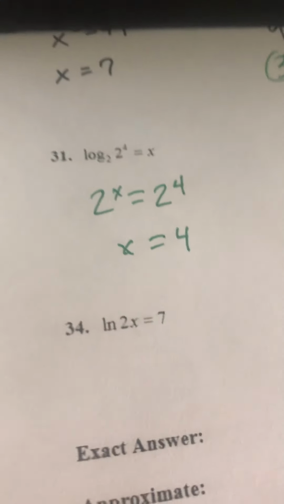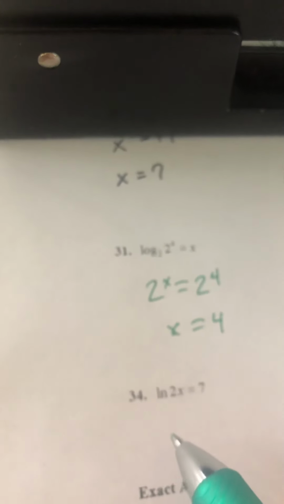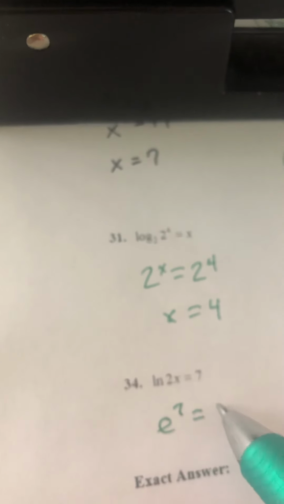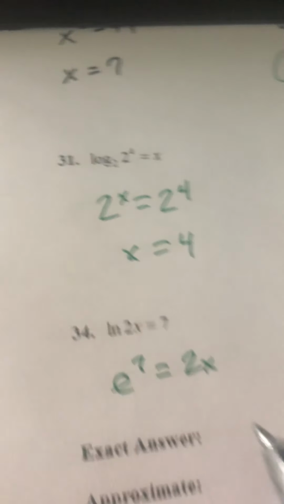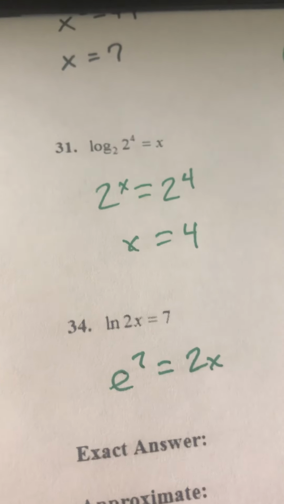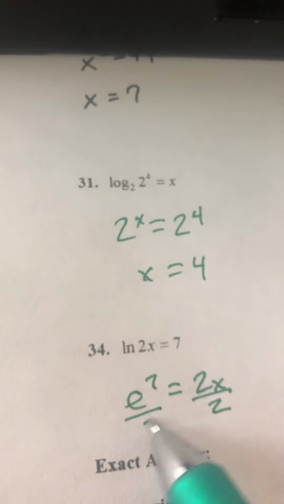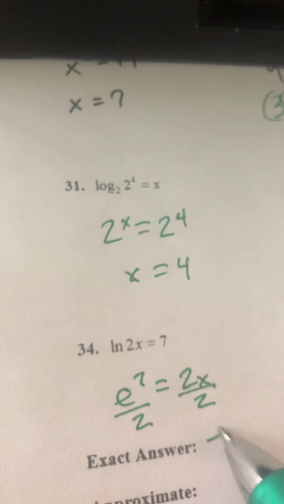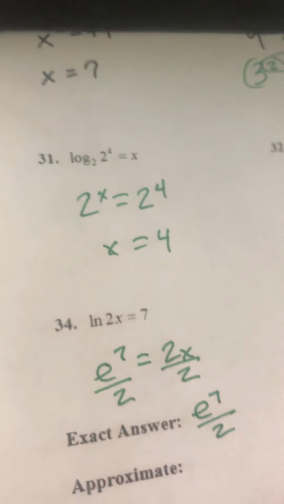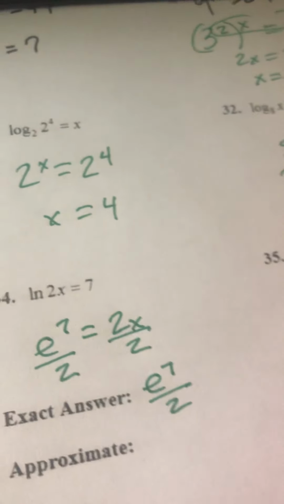So when you swirl that, you get e to the 7th power equals 2x. Now we're trying to solve for x, not e. So to solve for x, we have to divide both sides by 2. So the exact answer is e to the 7th divided by 2.